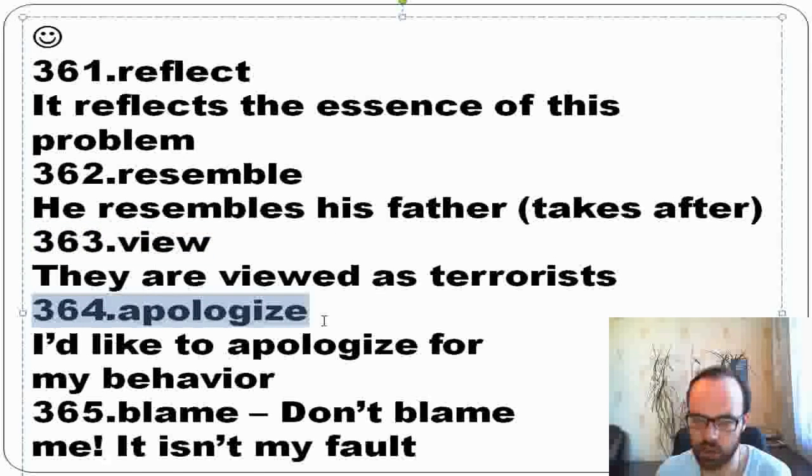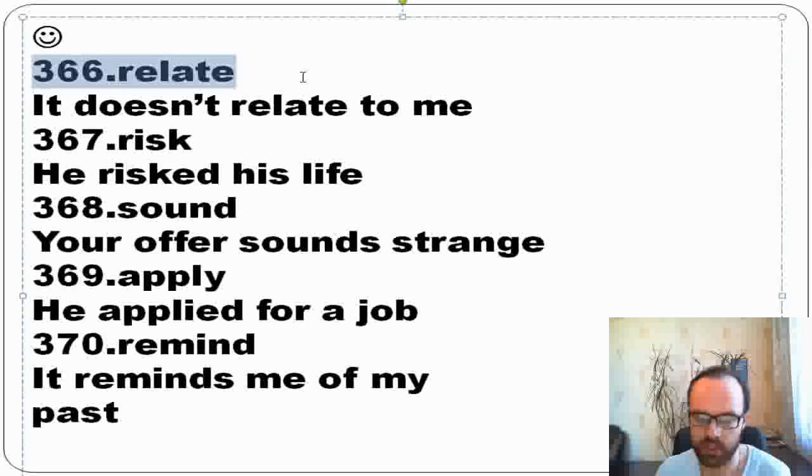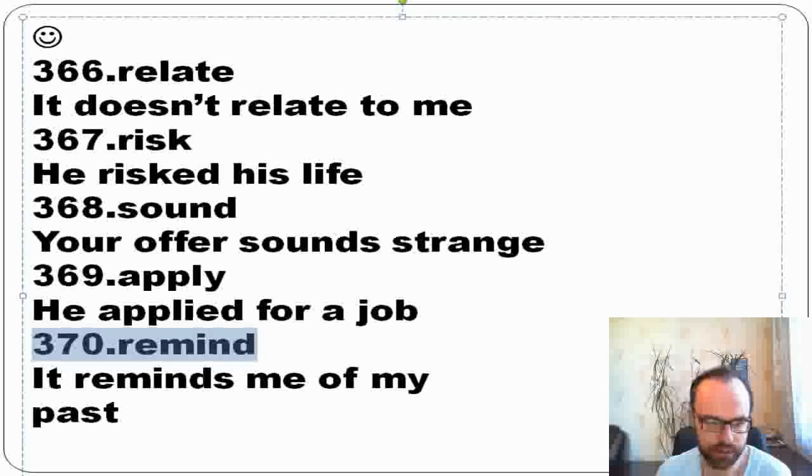Apologize. I'd like to apologize for my behavior. Blame. Don't blame me. It isn't my fault. Relate. It doesn't relate to me. Risk. He risked his life. Sound. Your offer sounds strange. Apply. He applied for a job. Remind. It reminds me of my past.